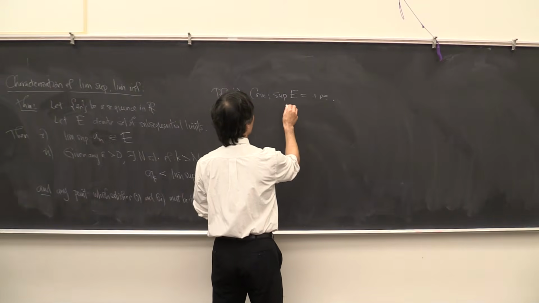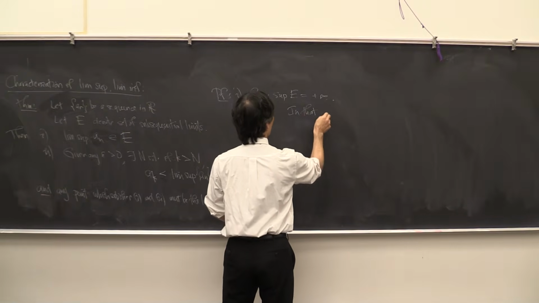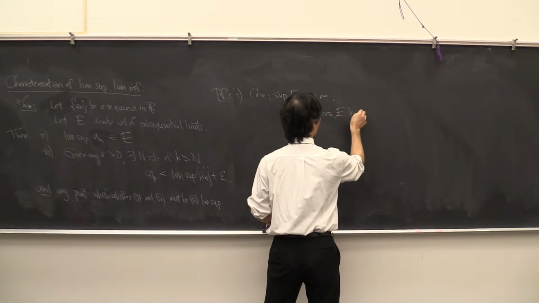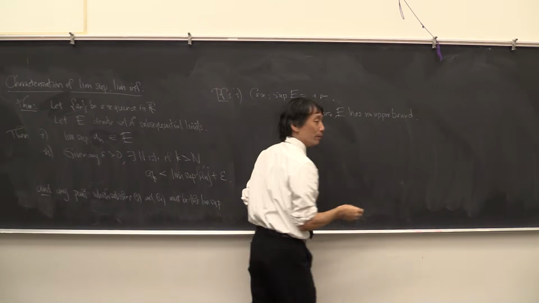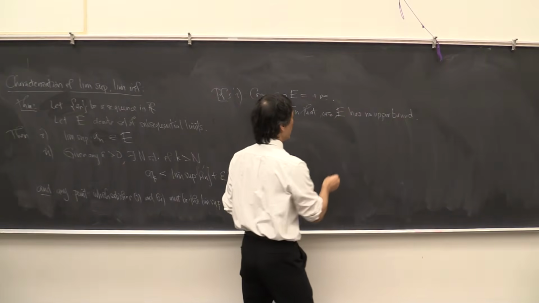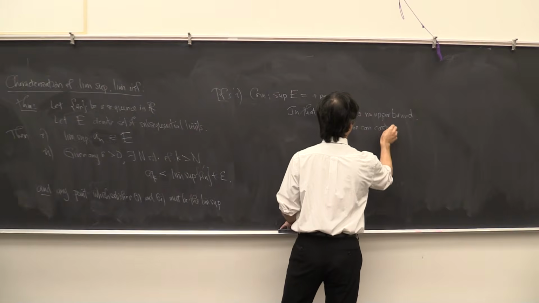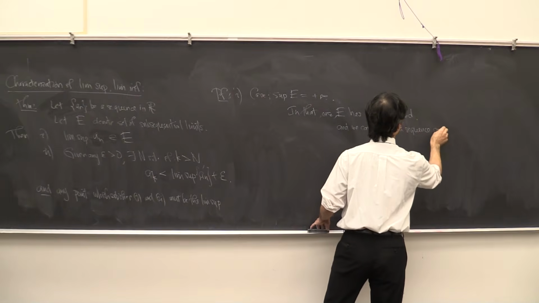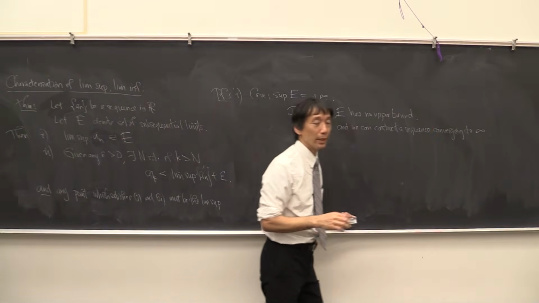Yeah, that's right. So you say, well, look. In that case, E has no upper bound, right? E has no upper bound, and we can construct a sequence converging to infinity.